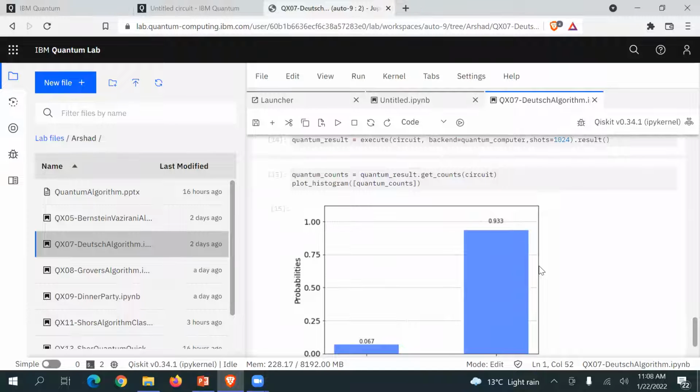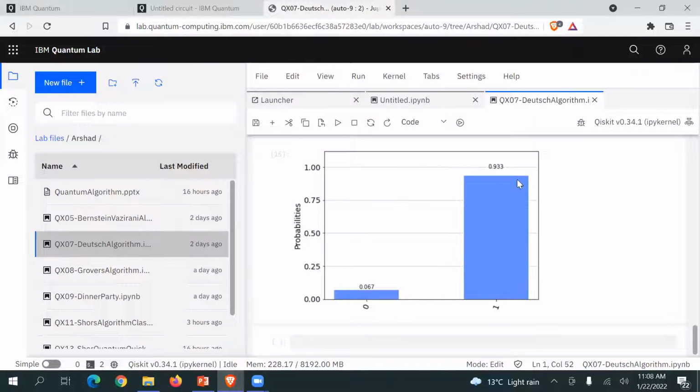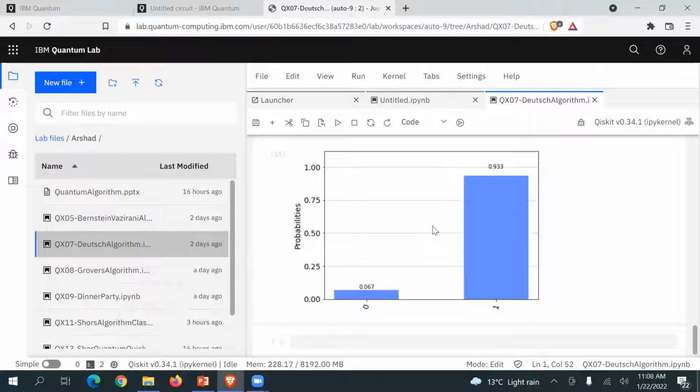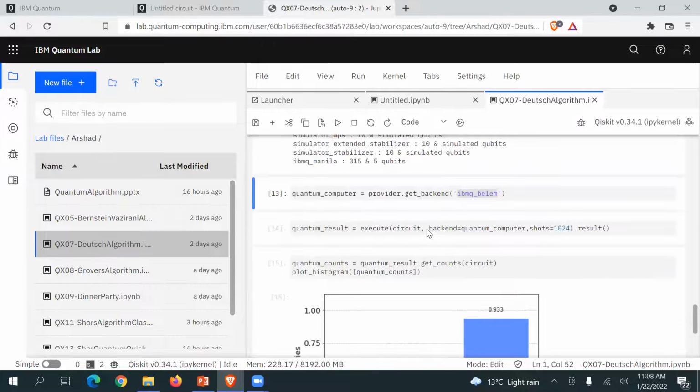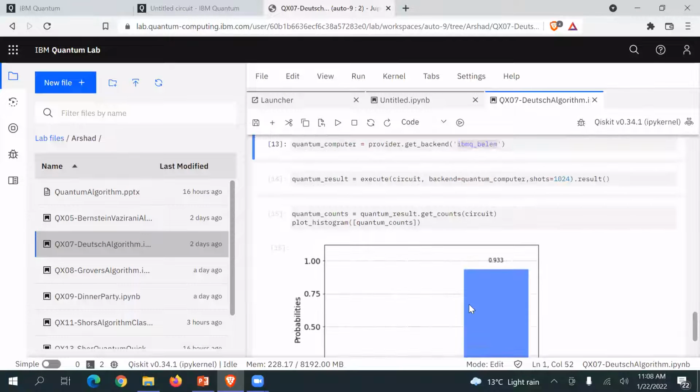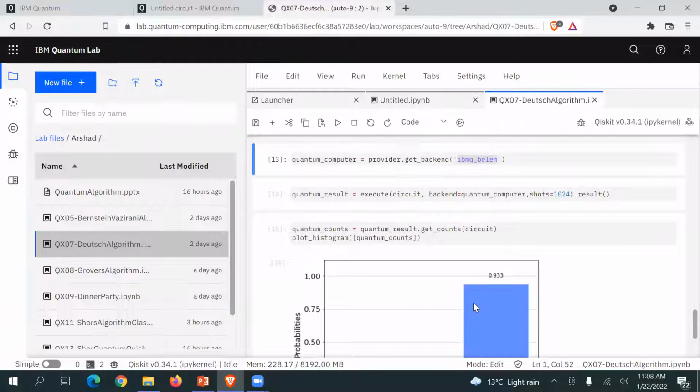When we executed it, 95% of the shots identified this as a balanced function. One is a balanced function, 0 is an unbalanced function. Once we execute it and count, it detects it as a balanced function. This is a one-shot algorithm. So this is how the Deutsch-Jozsa algorithm works.